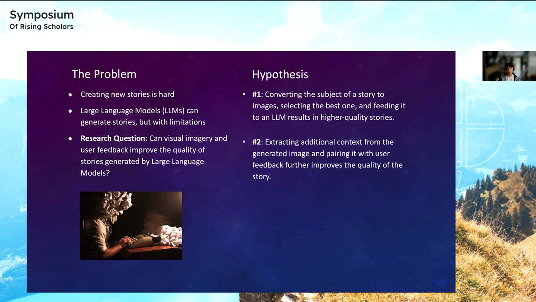So how do you solve this? As they say, a picture is 1,000 words. So why not leverage this? So I was wondering, can visual imagery and user feedback improve the quality of stories generated by large language models? And to answer this question, I have two hypotheses. One, converting the subject of a story to images, selecting the best one, and feeding it to an LLM results in higher quality stories. Two, extracting additional context from the generated image and pairing it with user feedback further improves the overall quality of the story.